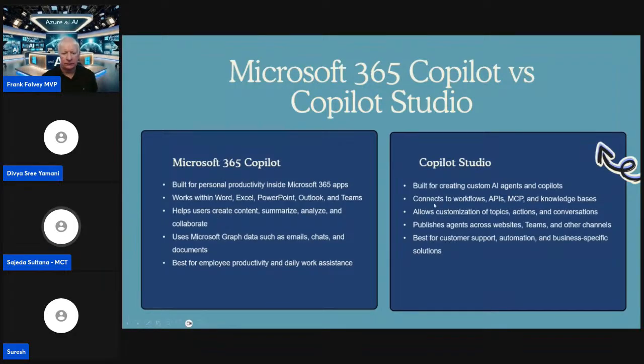On the other hand, Copilot Studio is built for custom AI agents and Copilot for business scenarios. Instead of only working with the Microsoft 365 platform, Copilot Studio mainly helps us create our own AI agent that we can connect to workflows, MCP, and knowledge bases. In simple terms, Copilot Studio allows us to make agents that help improve our business scenario, to make our business more profitable, this kind of thing.